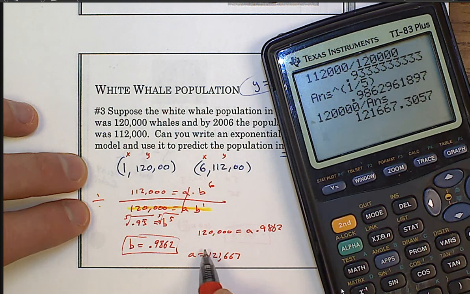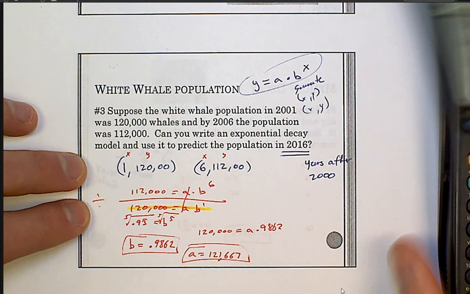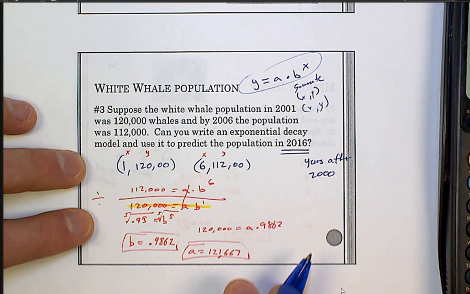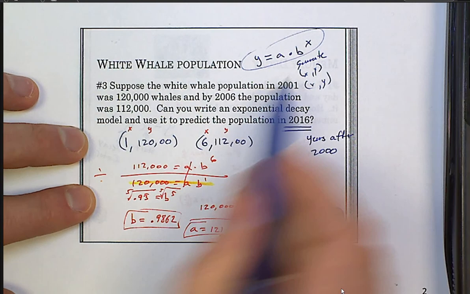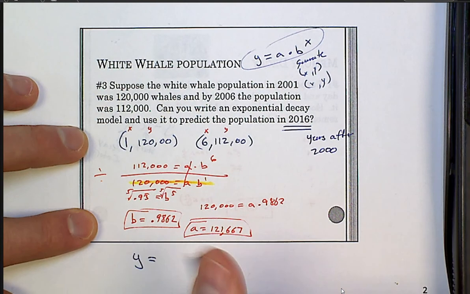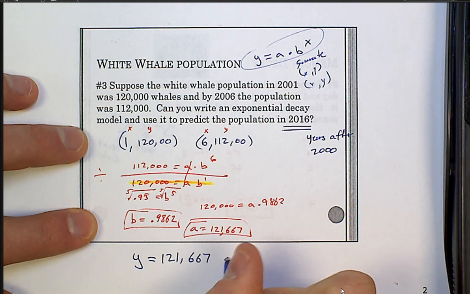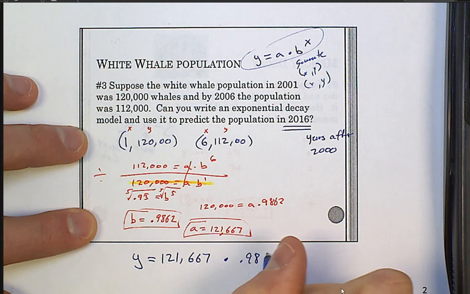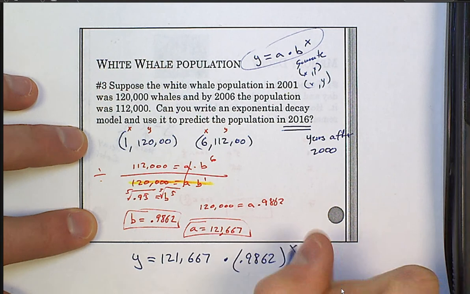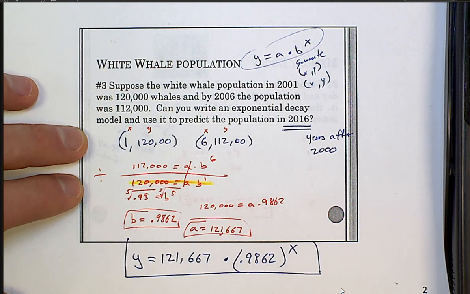121,667. So once we have our a and our b value here, we can write the equation, because that's what this asks us to do. Y equals 121,667 times 0.9862 to the x power. That is the function that models the situation.